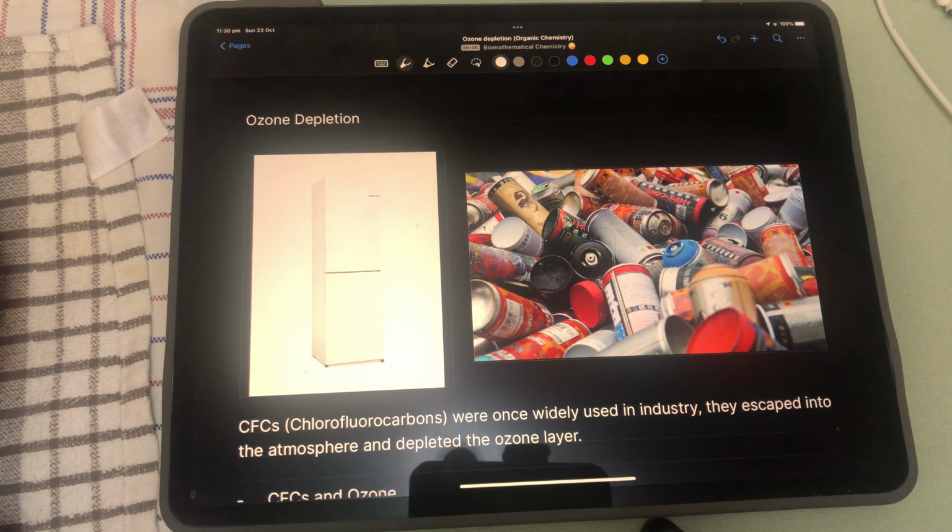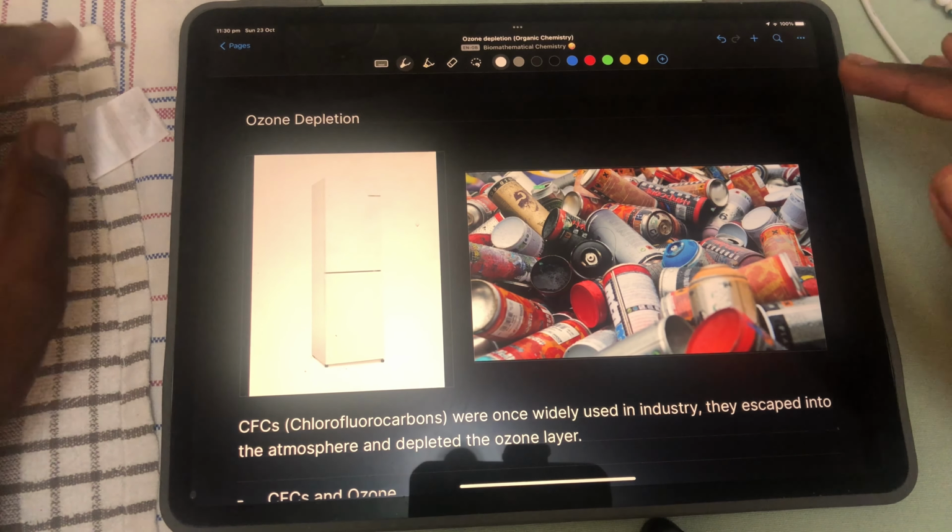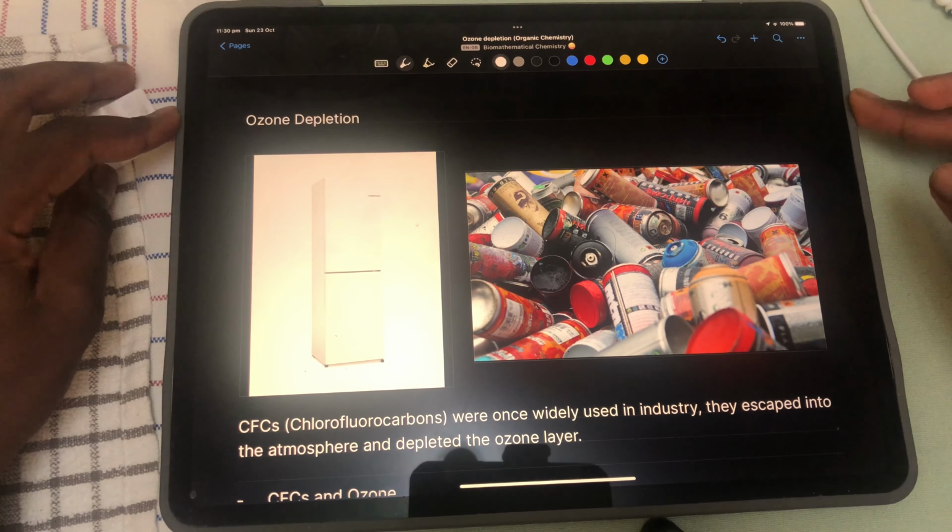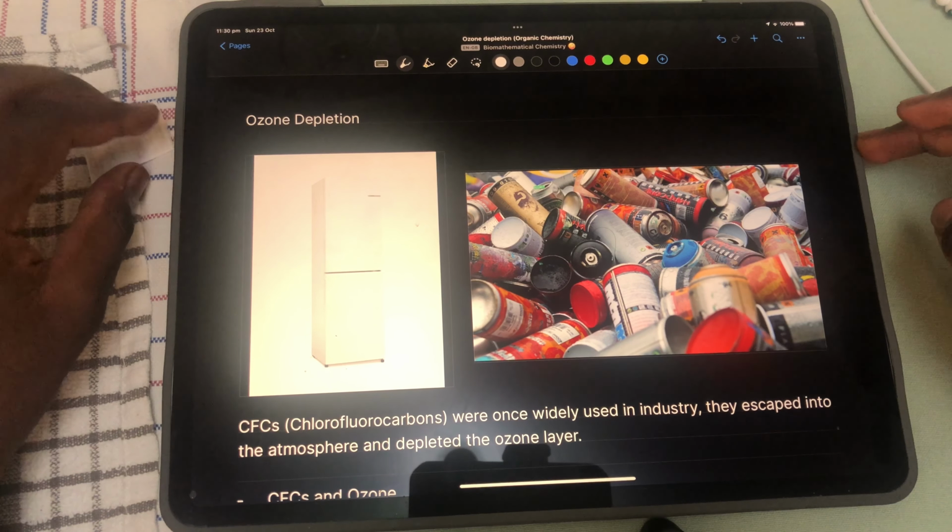Alright, welcome to another video for AQA AS Chemistry. Today we're going to be doing ozone depletion. It's quite a short topic, but it can be carried on throughout the rest of chemistry really.